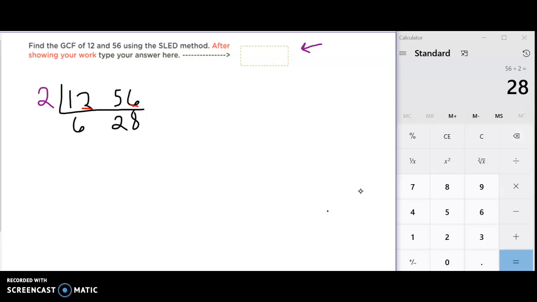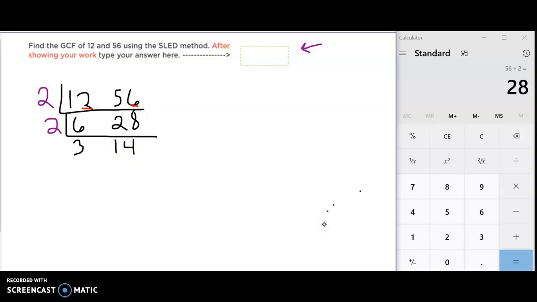What's the number I always start out with? That's right, 2. Well, are they both even? They are. 6 is an even number and 28, 8 is even, so I can divide them both by 2. So let's put them in another SLED. And we said I'm going to pull out a factor of 2. All right. Now, when I pull out a factor of 2, 6 divided by 2 is 3. Good. And 28 divided by 2 is 14.